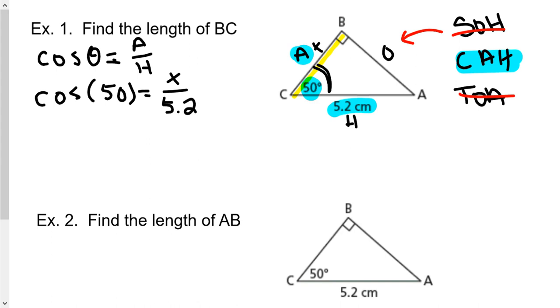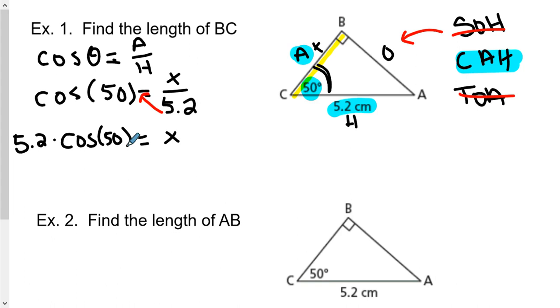And so we've done this before. It's solving our proportions. I'm going to cross multiply, or multiply both sides by 5.2 so that it disappears from the right side. The right side has gotten 5.2 times bigger, so now it's just X. But the left side had to get 5.2 times bigger, so now it's 5.2 cosine 50.